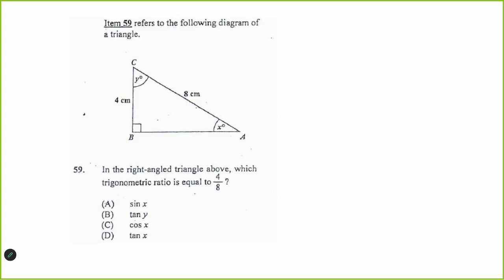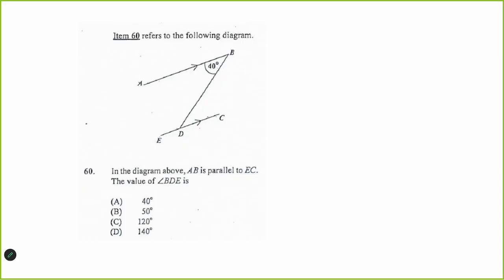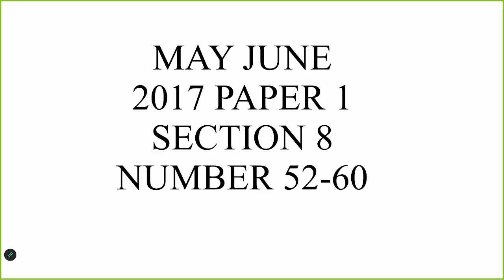This one here, sin x. This one here, if this is 40, then this is also 40. Right, hold on, yeah, that's 40. So they want to know B, D, E. So if this is 40, this here would be 180 minus 40, which is equal to 140, which is D. That is the end of January 2018. Then May, June 2017.